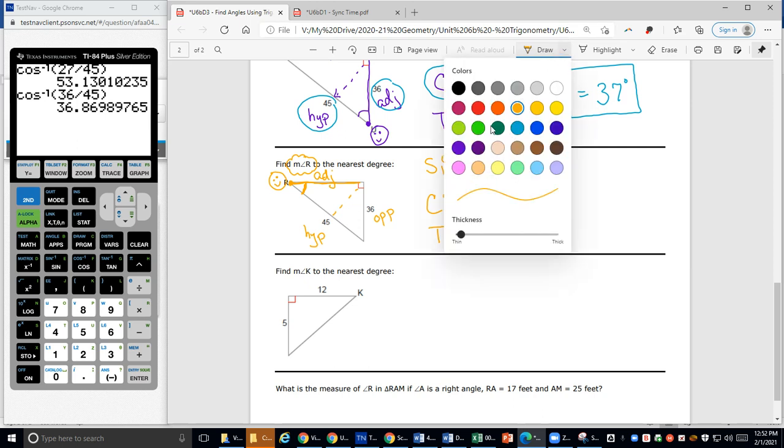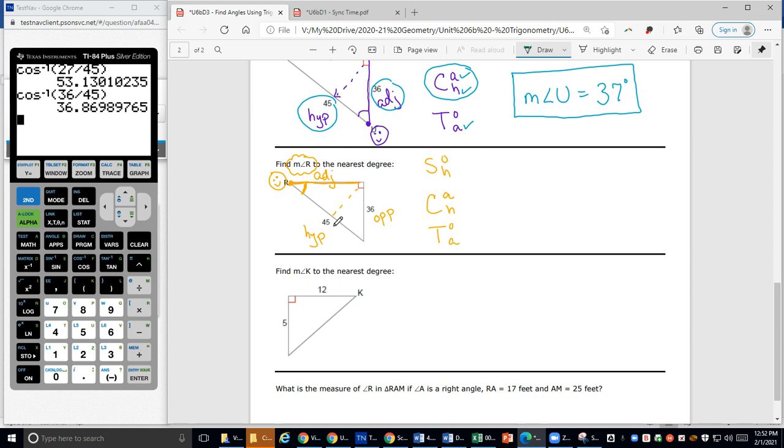Okay, so my sides that I know: my hypotenuse is 45. I know my opposite side is 36. So the trig function that has two check marks is going to be sine. I'm going to do the inverse sine to work backwards of the ratio opposite over hypotenuse. Opposite is 36. The hypotenuse is 45. That is going to give me the measure of angle R.